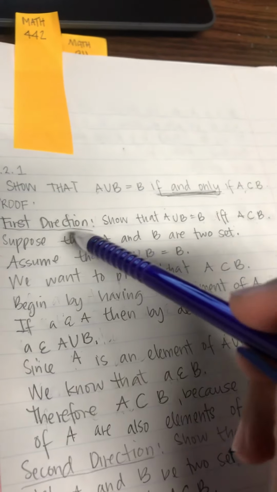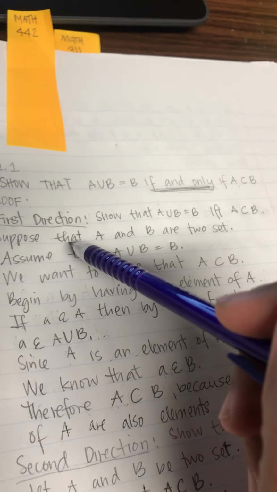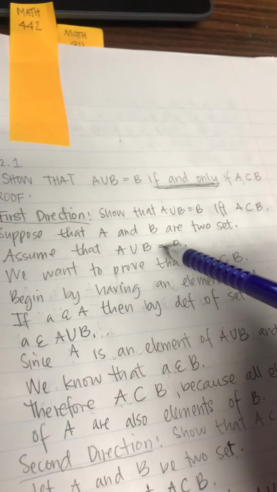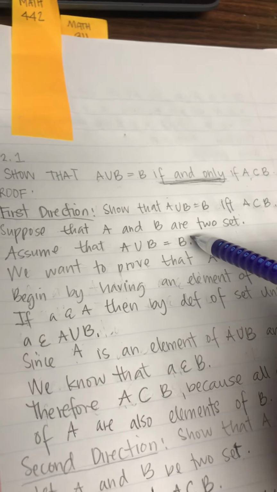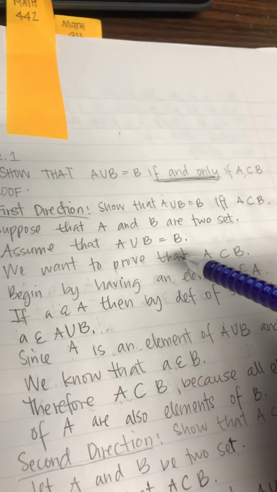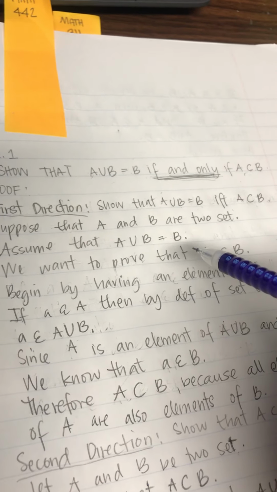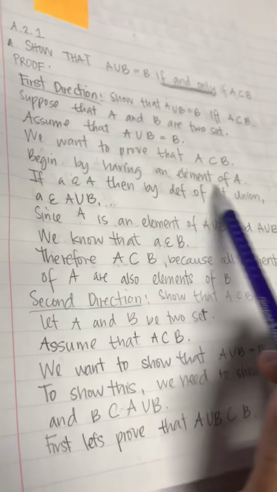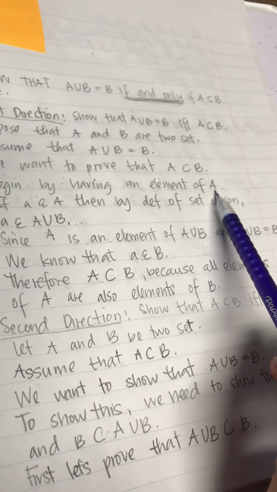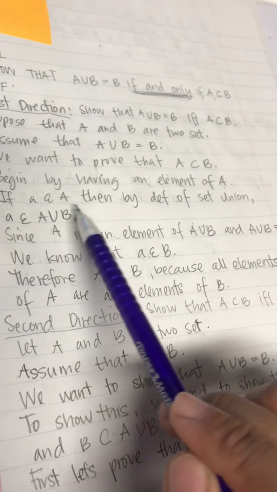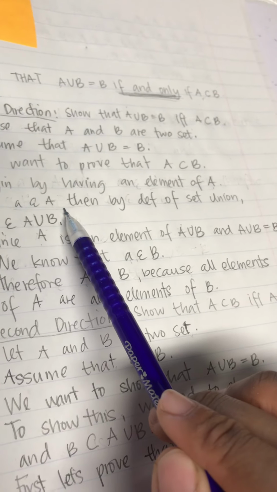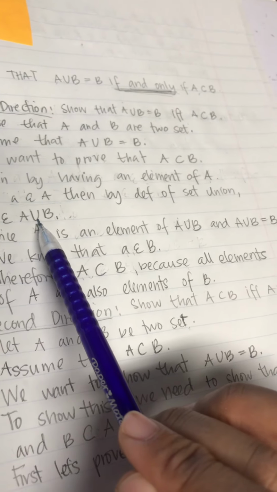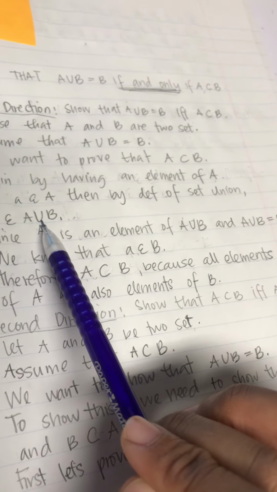So we suppose that A and B are two sets, and we assume that A union B is equal to B. We want to prove that A is a subset of B. So we begin by having an element of A. If little a is an element of the set A, then by the definition of set union, a must also be an element of the set A union B.